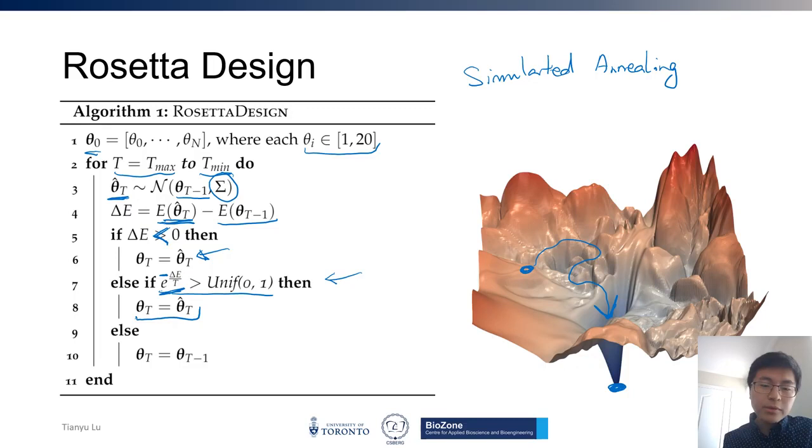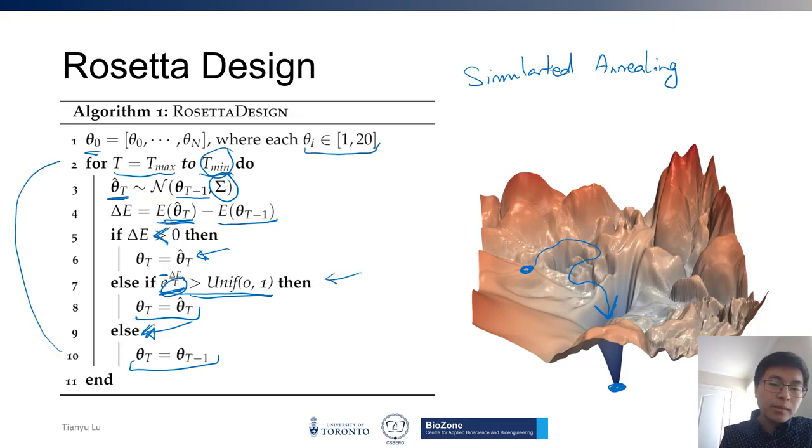But when t gets lower, the likelihood of that being true is less. So as t gets lower and approaches t min, you're less and less likely to accept sequences that don't actually improve your energy. But if both of these cases fail in line 9, we're simply going to reject our proposal sequence and keep our previous best. Then the idea is to loop back to our starting point. You sample a new sequence, assess the energy, accept or reject, and then draw a new sequence based on the previous best sequence, and so on.